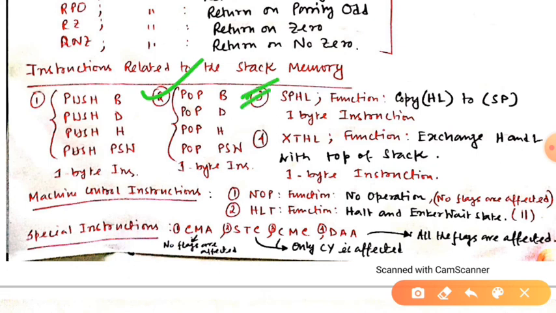In case of pop D, the corresponding data will be stored in the DE register pair. In case of pop H, it will be stored in the HL register pair. In pop PSW, it will be stored in the A and F registers together. So the MSB will be stored in register A and the LSB will be stored in the F register. Now how these push and pop instructions are actually executed, let us understand with an example.